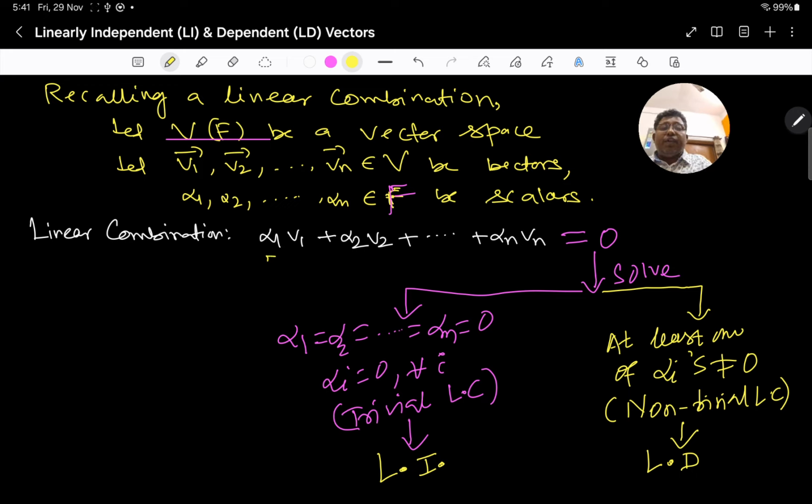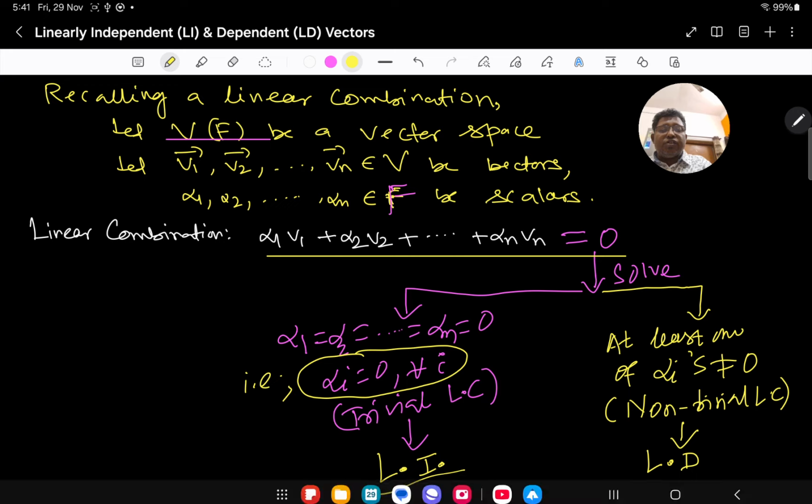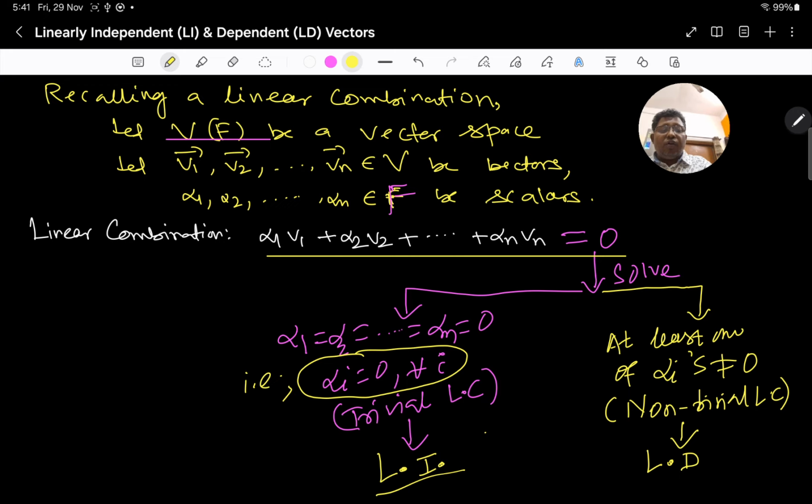That means we take a linear combination and equate it to 0. If all the scalars are 0, then we call the set of vectors LI. And if at least one of the scalars is non-zero, then we call the set of vectors LD, linearly dependent, and the set involving all the vectors is a dependent set. In that way we will interpret. So let me write the definition and solve some important examples to make your understanding clear.